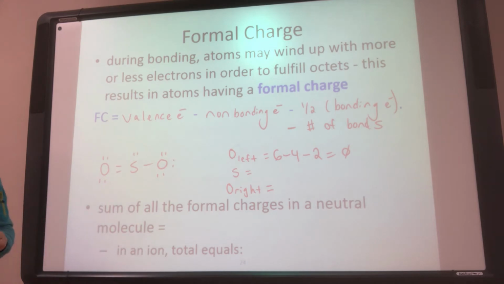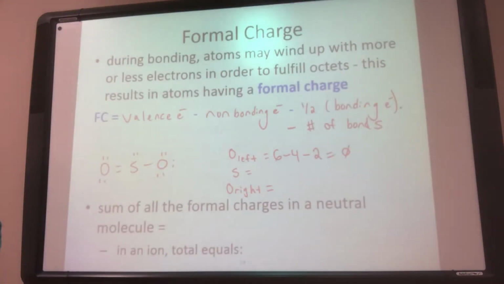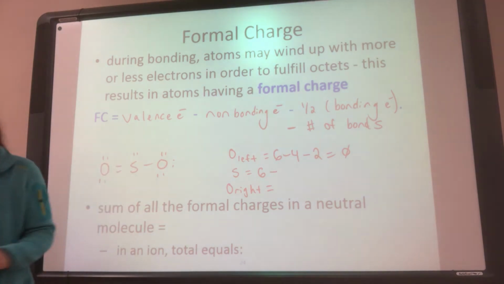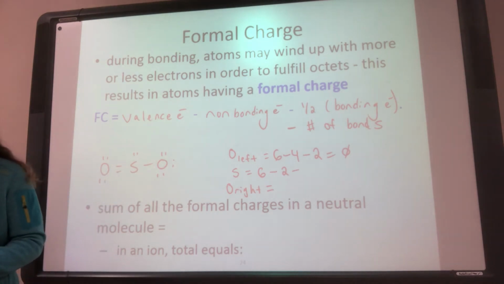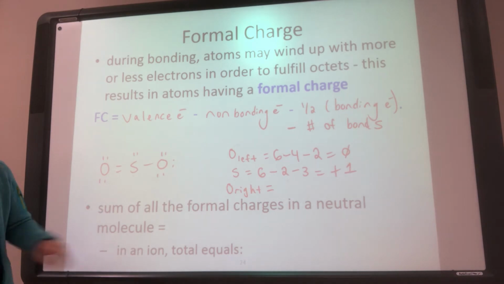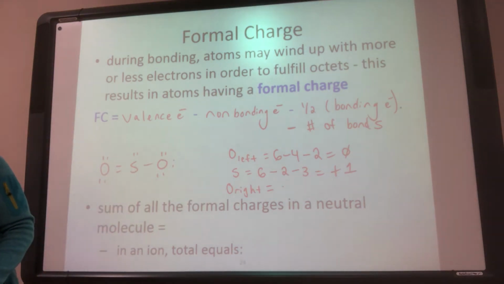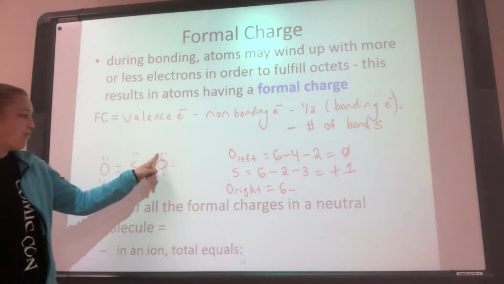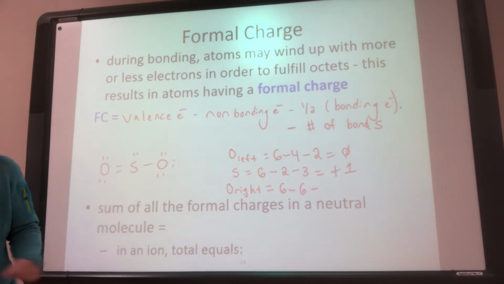Let's do the sulfur. How many valence electrons? Sulfur has 6 valence electrons. Okay. How many non-bonding? He's got 2 electrons just chilling. How many bonds? 1, 2, 3. So he has a +1 formal charge. All right, let's do the right oxygen. Oxygen, we already said, had 6 valence, so it's the same. How many non-bonding? 1, 2, 3, 4, 5, 6. How many bonds? 1. So he has a -1 formal charge.